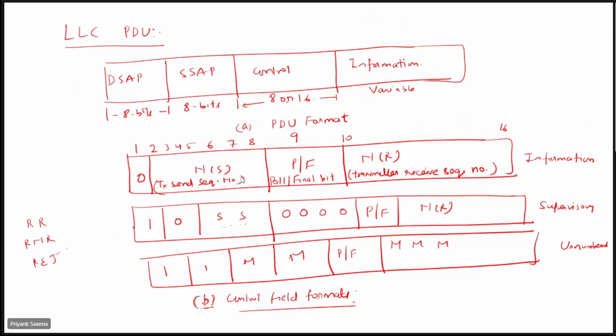This is the LLC PDU. The LLC PDU contains a destination service access point, source service access point, control information, and information. It is user data from the higher layer. You can see that this is the information frame, just like in SDLC, if you remember, where NS is the transmitter send sequence number, then the poll/final bit, and NR the transmitter receive sequence number. Okay, this was a supervisory frame, unnumbered frame, I frame, S frame, U frame. Okay, this says about the mode.